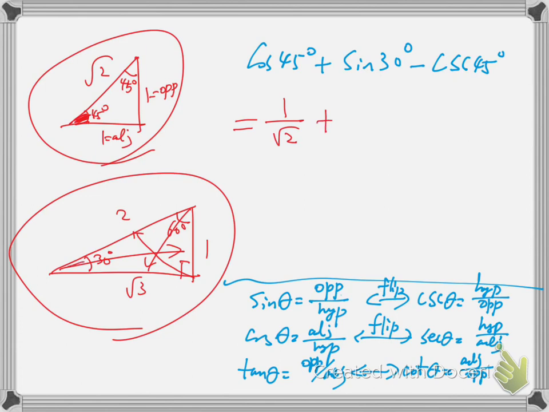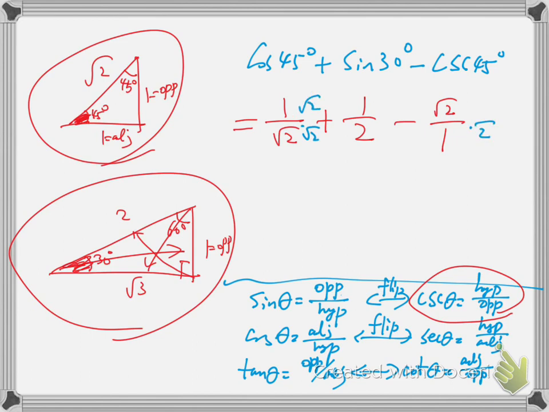And then sine 30, this angle, so this is opposite. Sine is opposite over hypotenuse, 1 over 2. Cosecant is hypotenuse over opposite for 45, this angle again, so it's radical 2 over 1. Now if you want to combine these three ratios, you have to use the same denominator 2. This one, rationalize the denominator by multiplying by radical 2, and this one you use 2 over 2. Then they all have 2 as the denominator, and you can put them together.